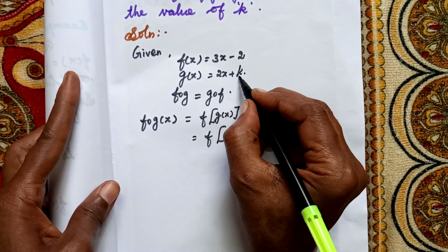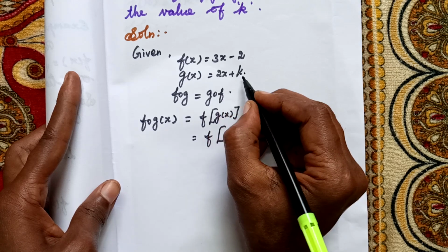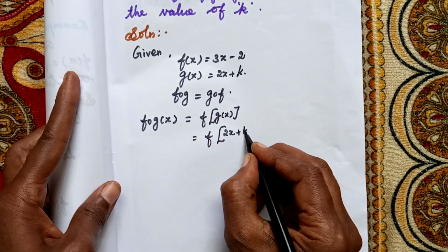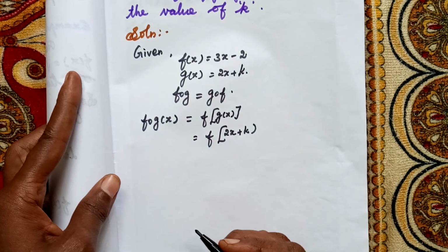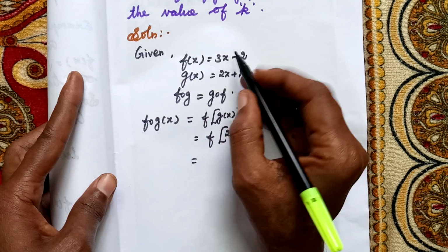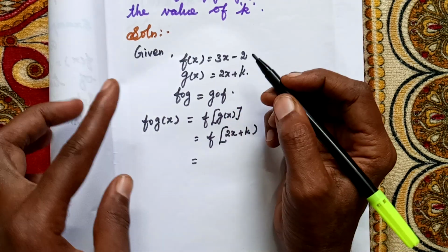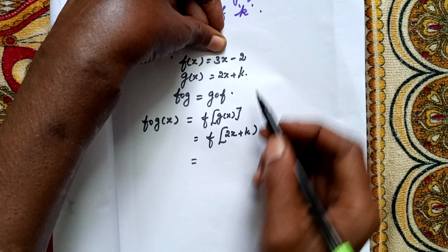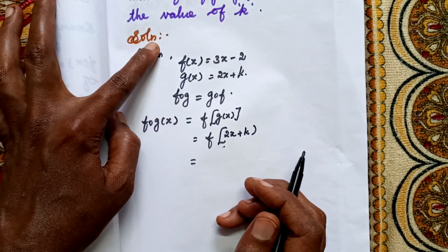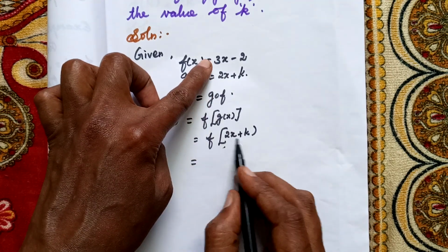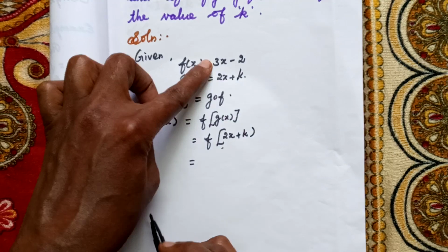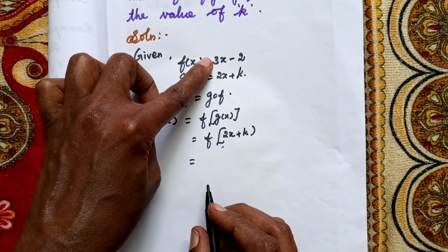In place of g of x, we have to replace 2x plus k. So, f of 2x plus k. Next, f of x means 3x minus 2, but our question is f of 2x plus k. So in place of this x, we have to replace 2x plus k.